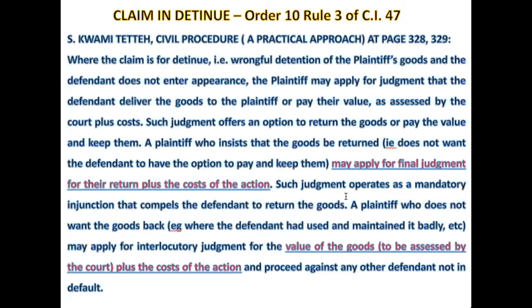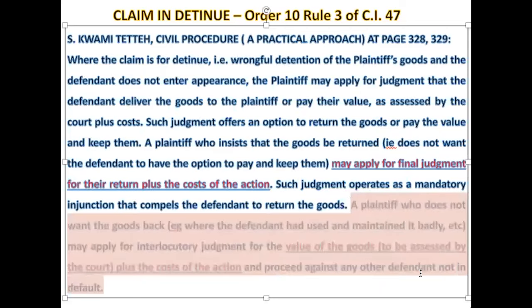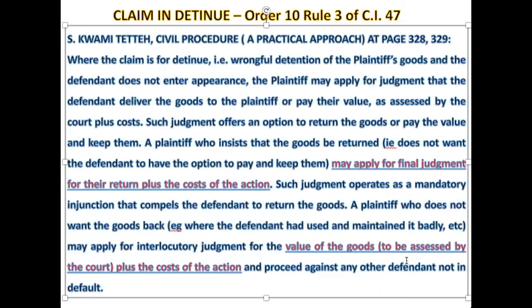So if you look at what Kwame Tete said over here, a plaintiff who does not want the goods back, for example because the defendant had used and maintained it badly, that plaintiff may apply for interlocutory judgment for the value of the goods. So when you apply for the interlocutory judgment, then the court will adjourn the matter for evidence to be given so that we can see the value of the goods. That is when they will now give you the final judgment for the value.